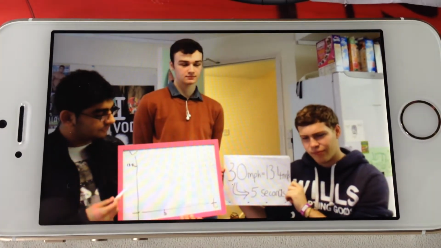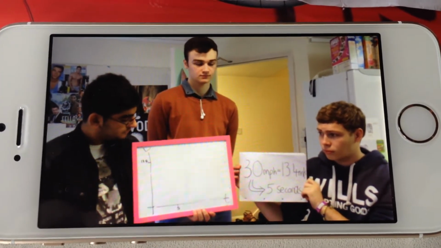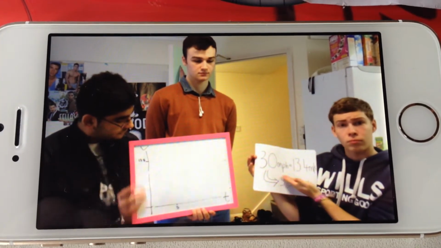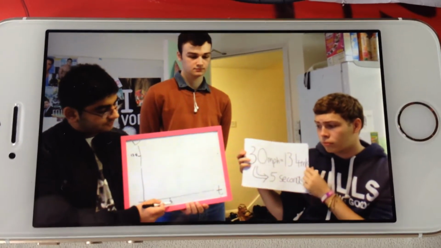It is indispensable to display the basic information needed for the problem on a graph. We are taking the maximum speed to be 30 miles per hour, which is 13.4 metres per second. It takes 5 seconds to reach this speed at constant acceleration.